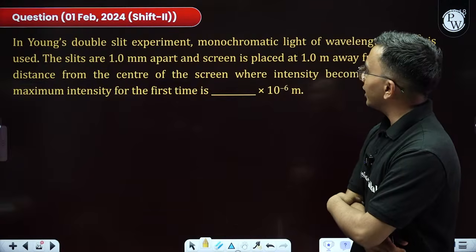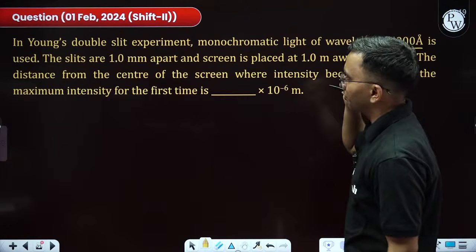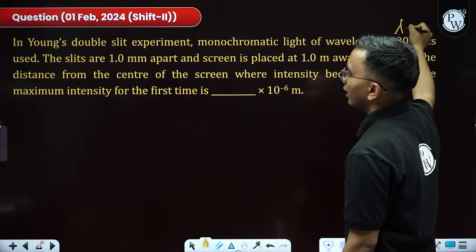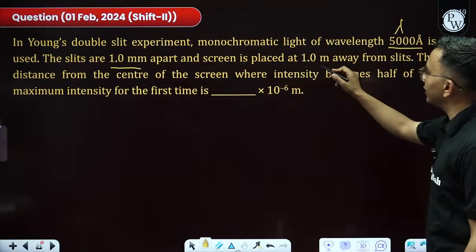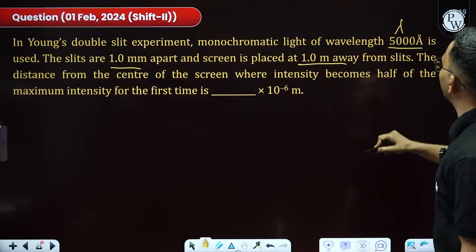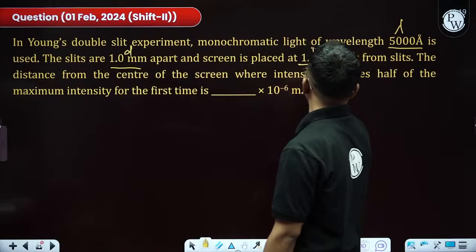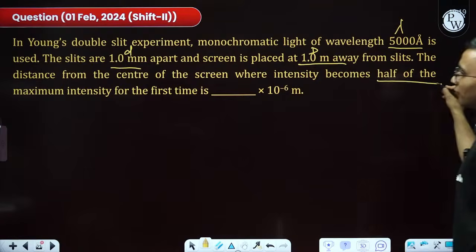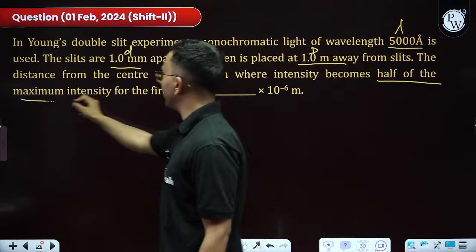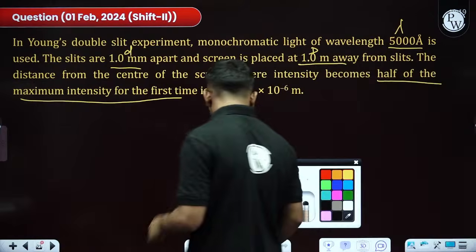In Young's double slit experiment, monochromatic light of wavelength 5000 is used. This is my lambda. The slits are 1 mm apart and the screen is placed 1 meter away from the slits. So this is small d and this is my capital D. The distance from the center of the screen where intensity becomes half of the maximum intensity for the first time is, okay.